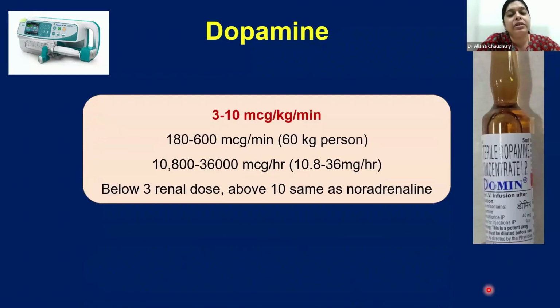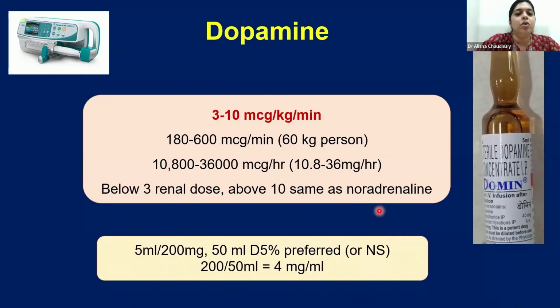Now the dopamine dose is 3 to 10 mics per kg per minute. In a 60 kilos person, it will be roughly around 180 to 600 mics per minute. That comes up to 10.8 to 36 mg per hour. Now the thing about dopamine is, below 3 if you use, it has those vasodilatory effect in the renal, cerebral and splanchnic vessels. Remember the DA1 receptor I mentioned. But a dose above 10 mics per kg per minute, it is just going to behave as noradrenaline.